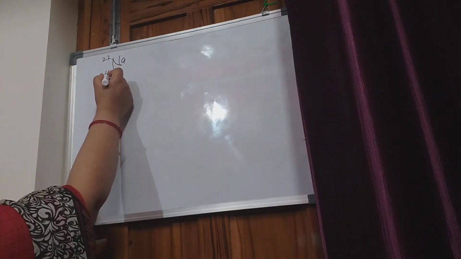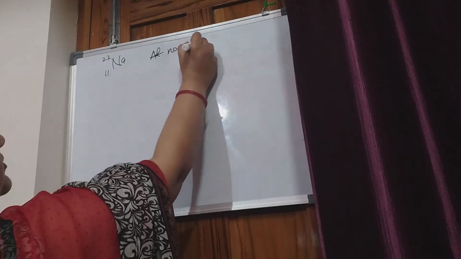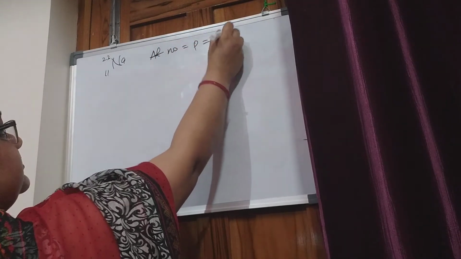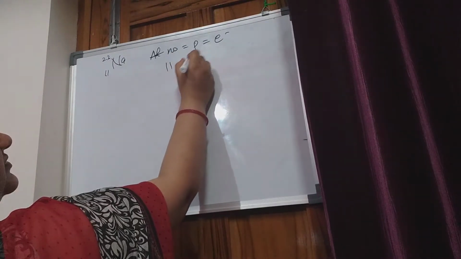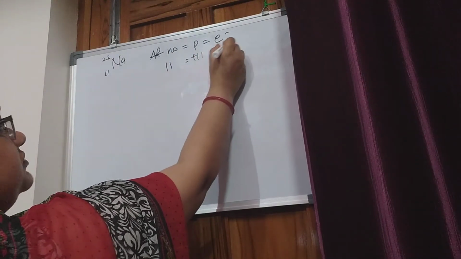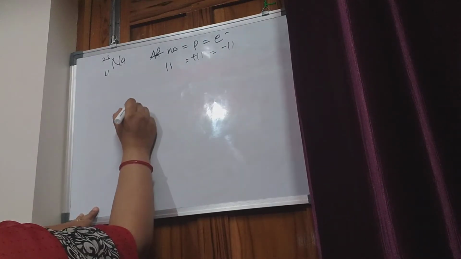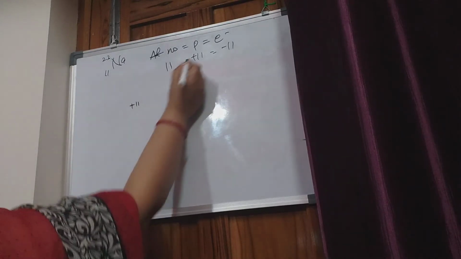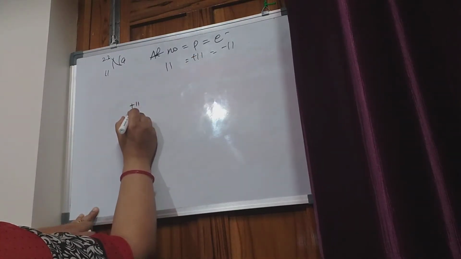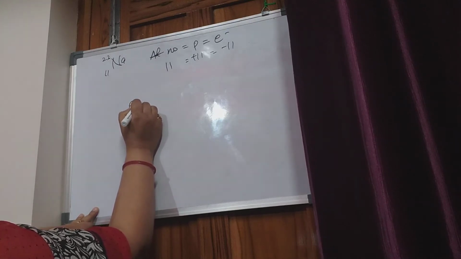So if its atomic number is 11, we know that atomic number is equal to the number of protons, which is equal to the number of electrons. If its atomic number is 11, it means it has 11 protons and 11 electrons. Now see the nucleus. In the nucleus, 11 protons will be there. The number of neutrons I am not writing yet; I will write it later on.